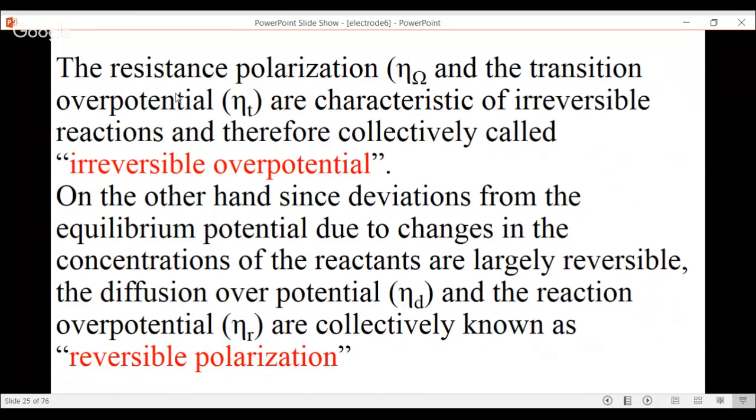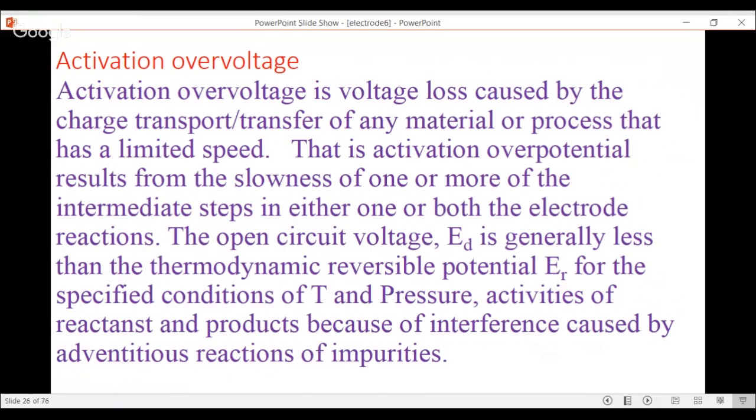The resistance polarization and the transition over potential are characteristic of irreversible reactions and therefore collectively called irreversible over potential. Whereas the diffusion over potential and the reaction over potential are collectively known as the reversible polarization because they are reversible.